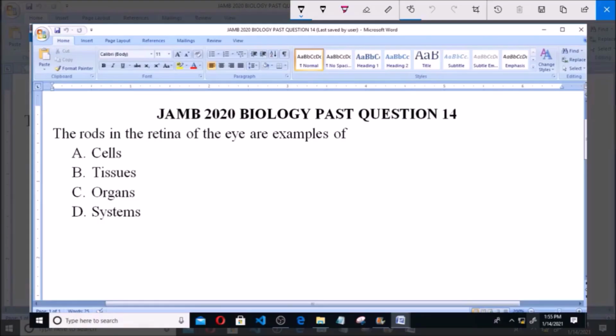Hello, good day and welcome. I'll be answering JAMB 2020 Biology Past Question 14. The rods in the retina of the eye are examples of: A. Cells, B. Tissues, C. Organs, D. System.